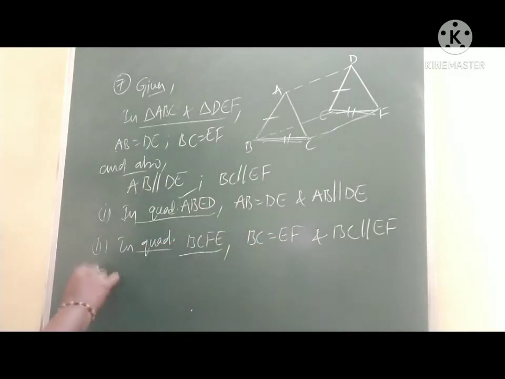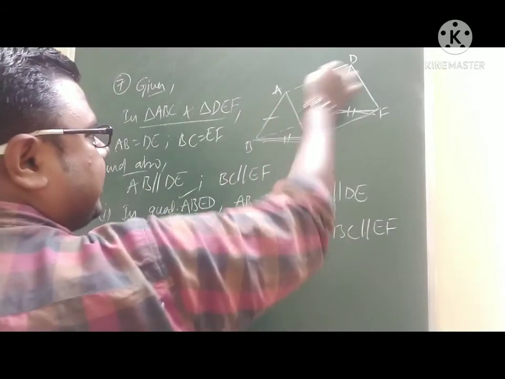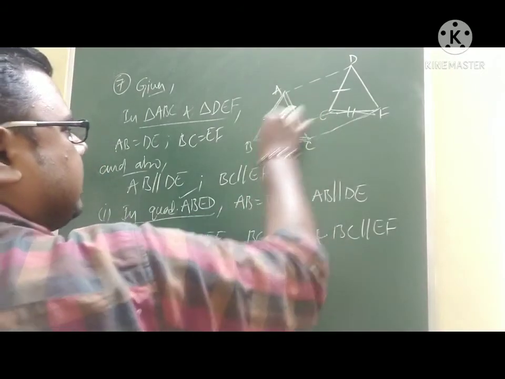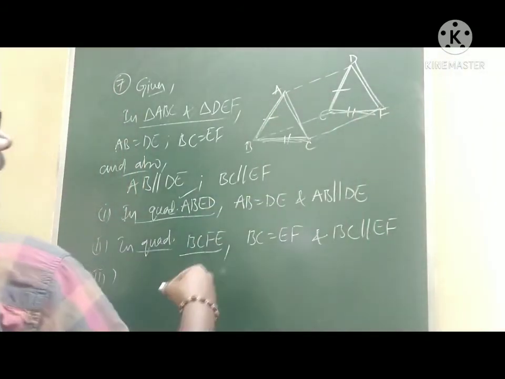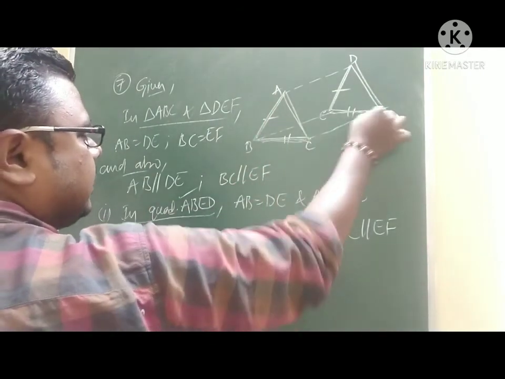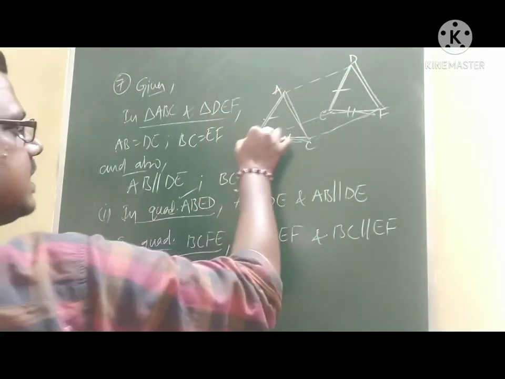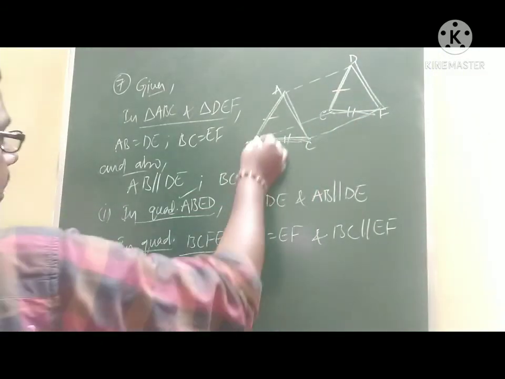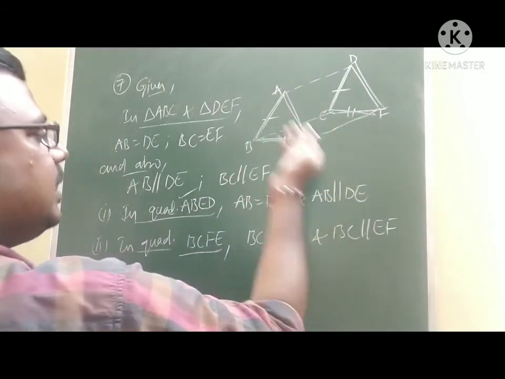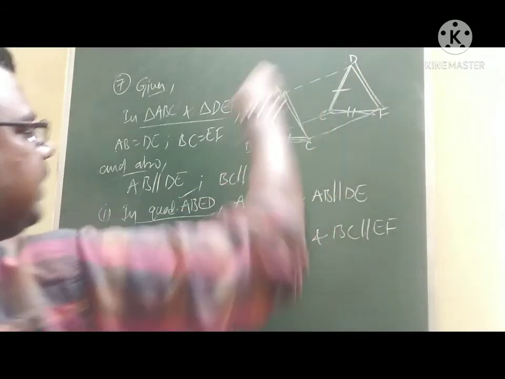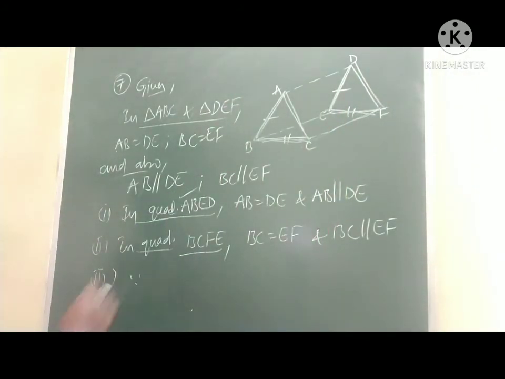Next, the third one. What is the third one they are asking? They are asking AC is equal to DF. Here they point to corresponding points. So ABC and DEF are the two triangles, and the corresponding points have been connected. Now ABED becomes a parallelogram, BCFE becomes a parallelogram, then definitely ACFD will also become a parallelogram. Okay, we'll write that statement.